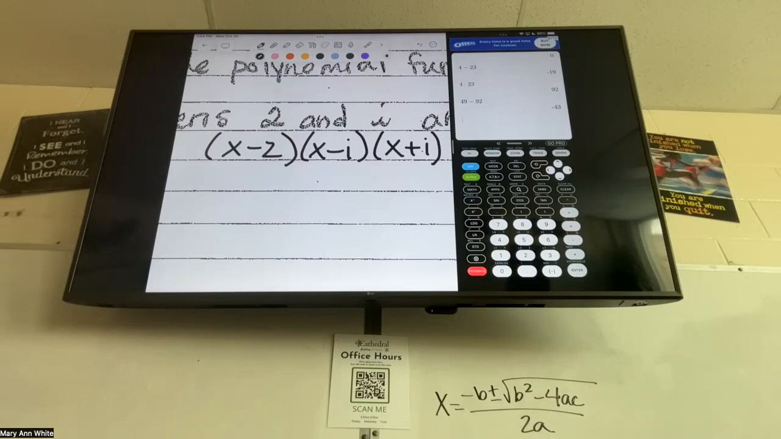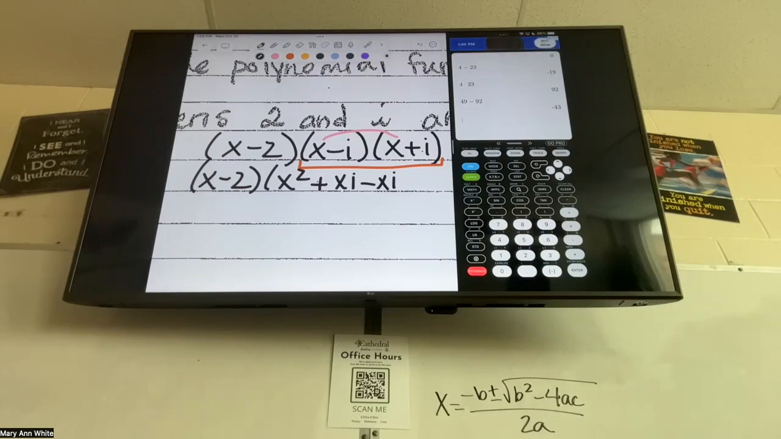Let's do the two with i's together first, okay? So we're going to multiply x minus i times x plus i. It feels a little like alphabet soup, but I promise it's going to work out in a second. x times x is x squared, and I'm just going to carry that x minus 2 down. x times i is just xi. And then negative i times x is just negative xi. And those are going to cancel each other out because they're the same, right?